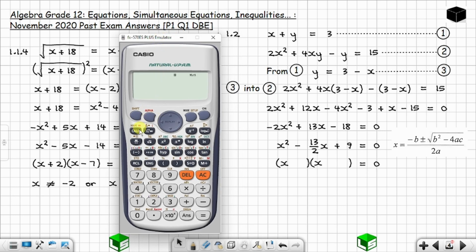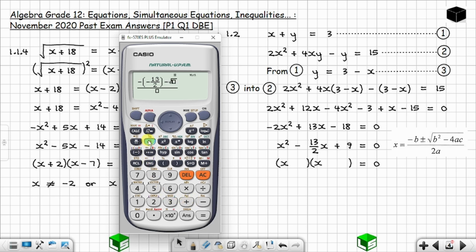So the quadratic formula is negative b. What is your b? Your b is negative 13 over 2. Remember, this is your b and this is your c. Your a is 1. Okay, so what is your b? It's negative 13 over 2. Let's put it in there. You can do this quickly. So you have plus or negative in the quadratic formula. Let me start with negative. Okay, I'm going to use positive after.